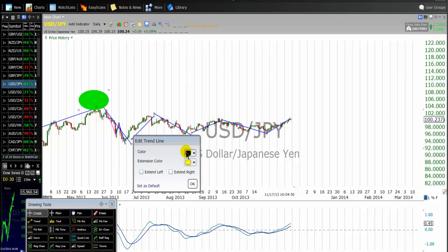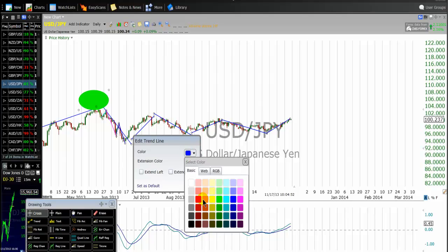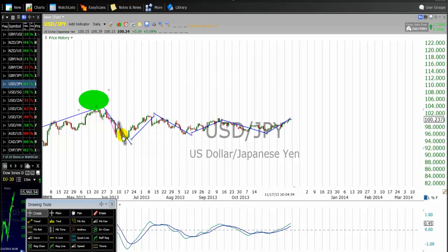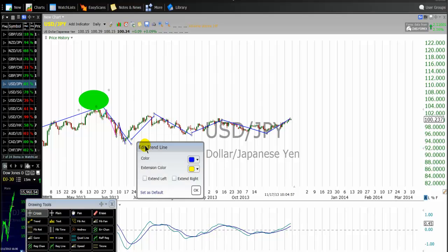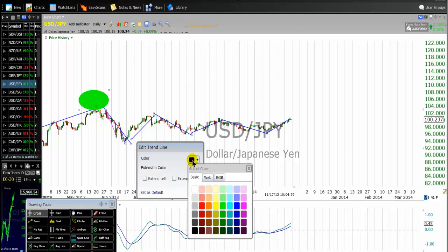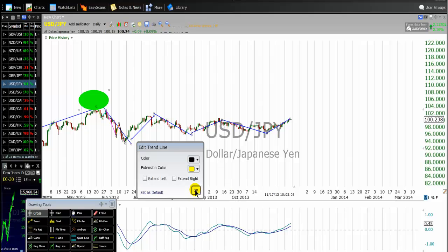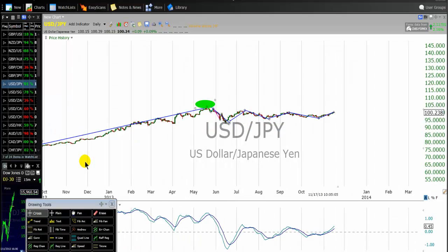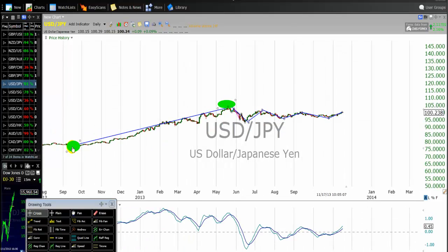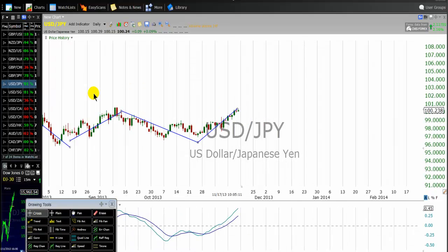So now, move on. Color this one into orange. And I'll color this one into, I'm running out of colors, let's see, black will be clear. Okay, black. So you see now, we have an impulsive move from here all the way here, which is the first wave. And then we see a correction that is taking place.